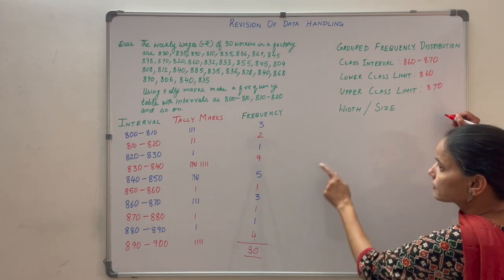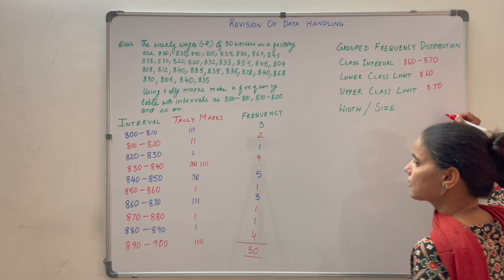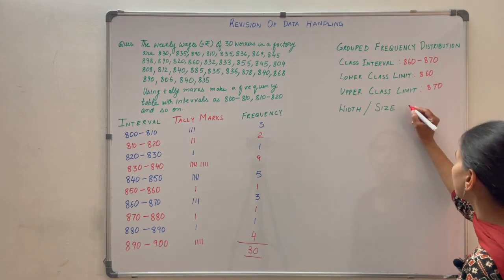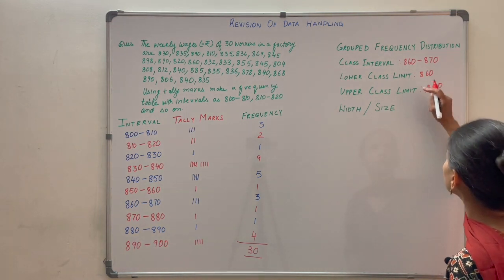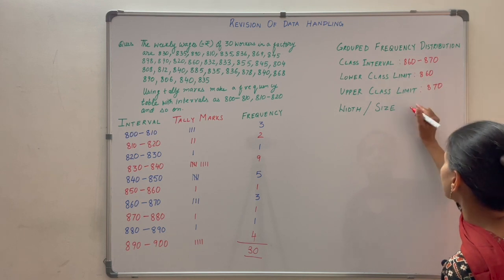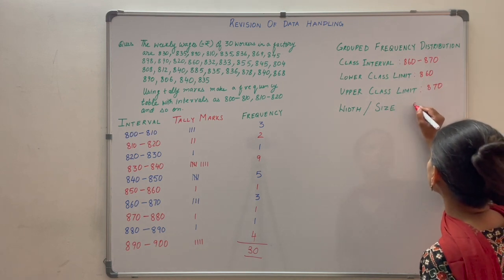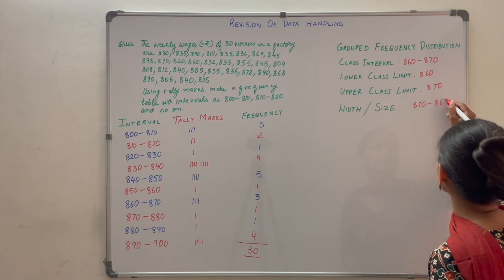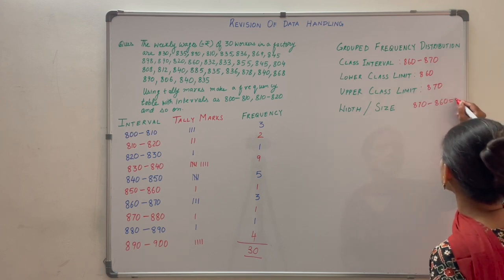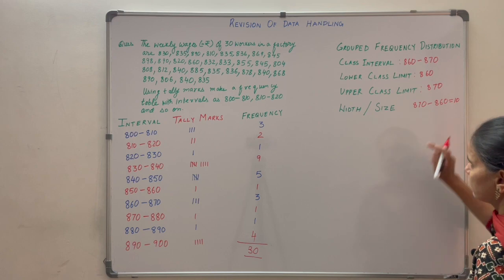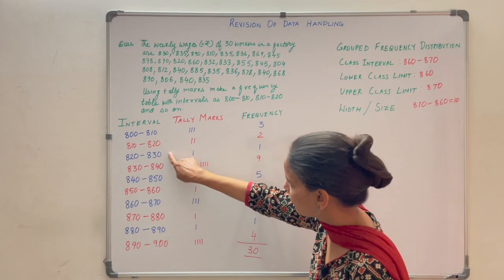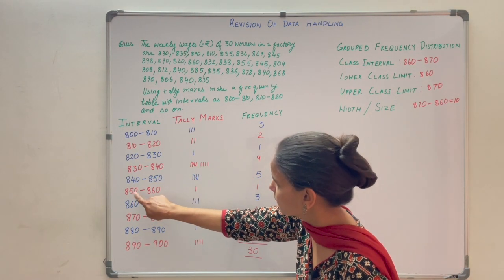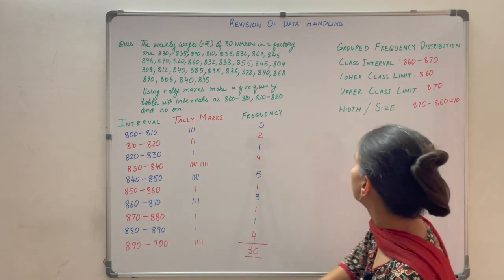The width or the size is fixed for all the class intervals. How are you going to find it out? You are going to subtract the lower class limit from the upper class limit. That means 870 minus 860. So the class size is 10, or the width. You see, everywhere when you subtract it, you will get 10.